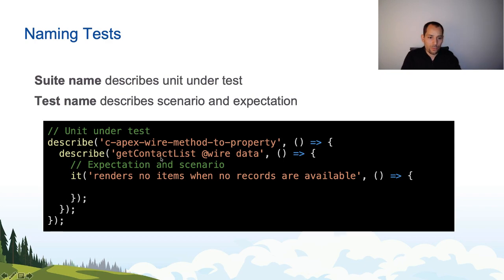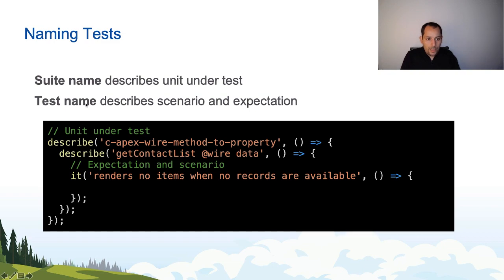So in this example, the first level suite is called Apex, with the name of the component, Apex wire method to property, and there's a sub-suite here which is checking the wire calls with get contact list. Now, this can contain, of course, more than one test, but the idea is that we're grouping tests which are related to wire calls in this subsuite. We can also have another subsuite which will be checking for rendering, for example, with conditional rendering.